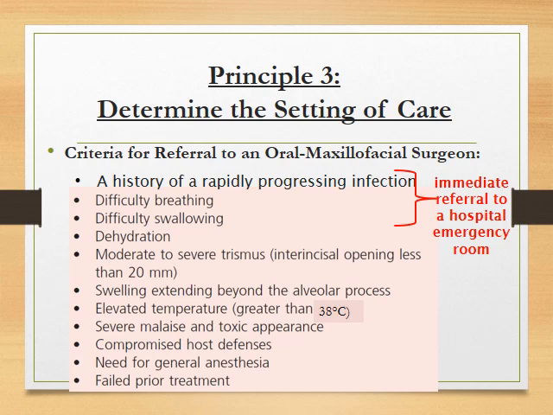Any patient who has a problem with the immunity, as we discussed in principle 2, should be referred to an oral and maxillofacial surgeon. Also, patients needing general anesthesia for incision and drainage, or a patient with a previous failed treatment, or a patient having severe dehydration, all these cases should be referred to an oral and maxillofacial specialist.